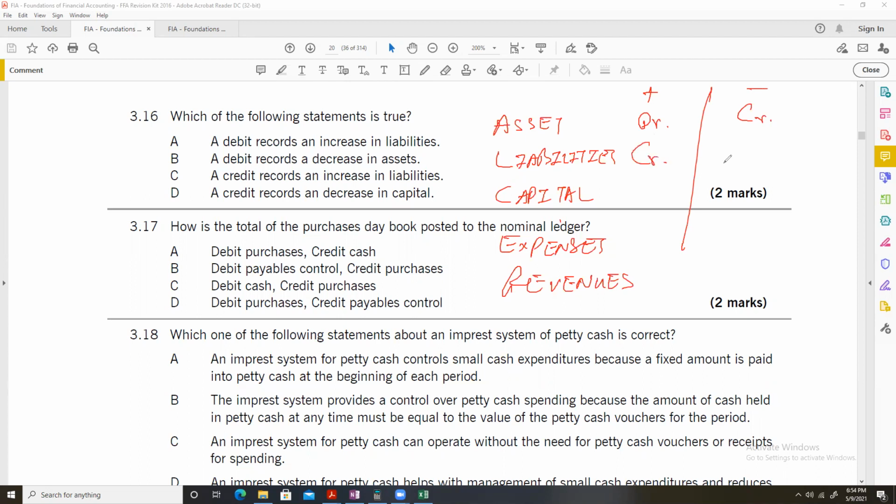Liabilities are credited when liabilities increase, and liabilities are debited when liabilities decrease. When capital increases, capital is credited. When capital decreases, capital is debited. When expenses increase, expenses are debited, and when expenses reduce, expenses are credited. When revenues increase, revenues are credited, and when revenues decrease, revenues are debited.